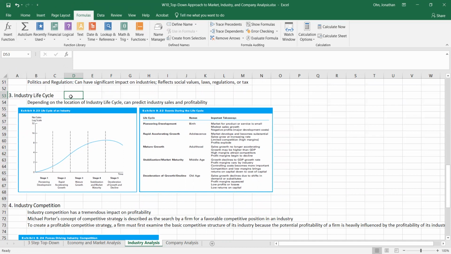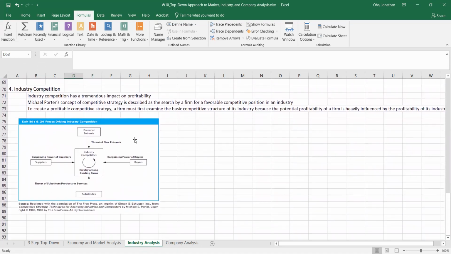And another important and significant factor for industry analysis is that you remember the product life cycle, right? A similar concept to it is called the industry life cycle, right? For the product life cycle, you start with introduction, growth, maturity, and decline, those 4 stages. But the industry life cycle includes 5 stages: pioneering development, rapid accelerating growth, mature growth, stabilization, and decline. So depending on the stage that an industry is located in within this industry life cycle, it affects its cash flow, its profitability and earnings, right? That should be assessed and evaluated.